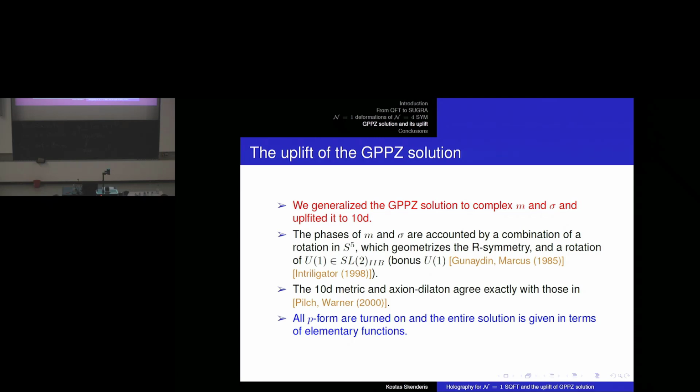The 10D metric and the axion-dilaton agree exactly with the partial uplift of Pilch and Warner. But now we also have all p-forms. All p-forms are present, but they're all given in terms of elementary functions. So this is a solution that is amenable to further analysis. We have also included the Mathematica file in the submission, so if you want to play with it, you can just get the Mathematica file where you have the solution already there.